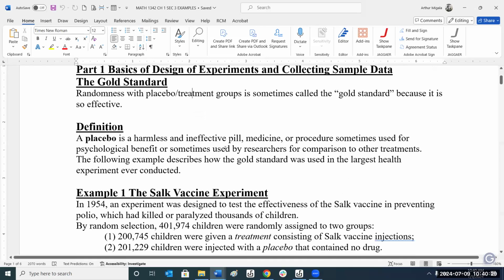The definition of placebo is a harmless and ineffective pill, usually made of sugar, and used to test the results of a treatment variable, the actual medicine.